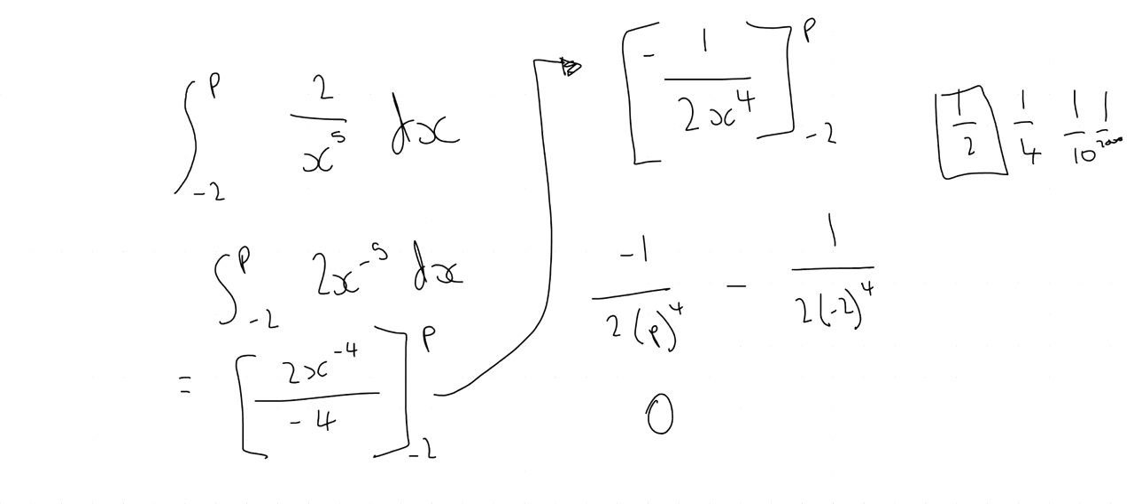And then if you do this, it's -1 over 32. So that means this is what it's tending towards.